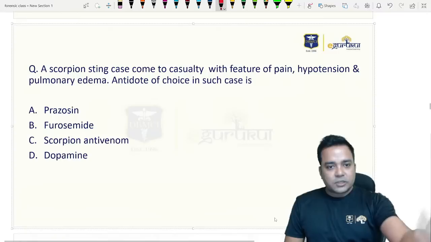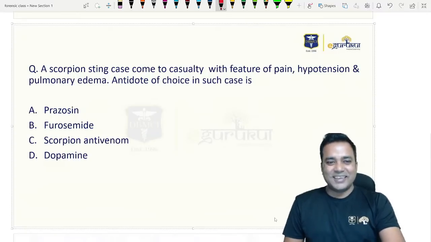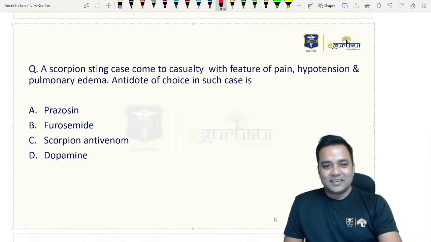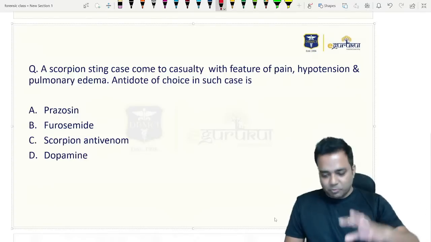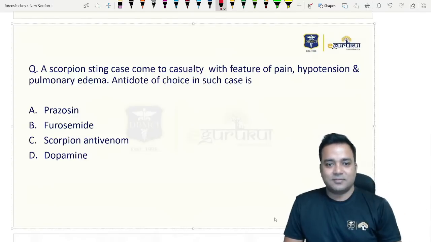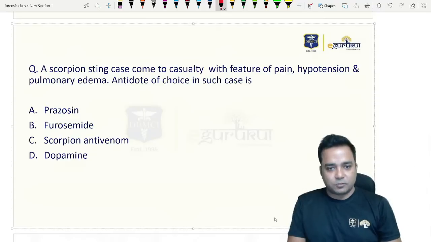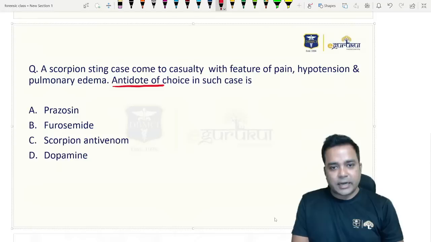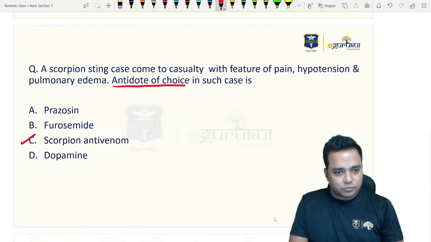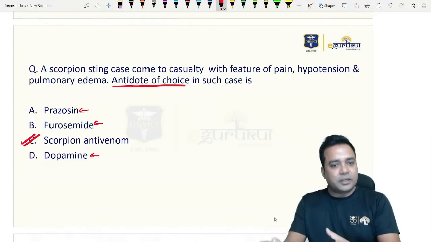Then another question of your session 1, morning session, was related to scorpions. This was a trappy question. Some of you got trapped, I think. If the lines of the question were exactly like this is what they were asking. If they were asking antidote of choice, my answer goes with option C. Because all these are symptomatic managements, or conservative managements. Based on the symptoms, you will be giving prazosin.